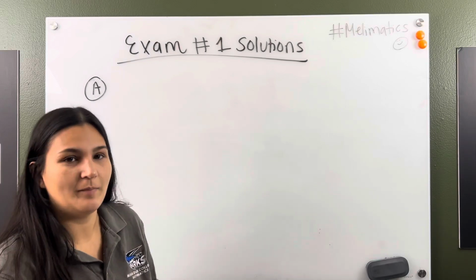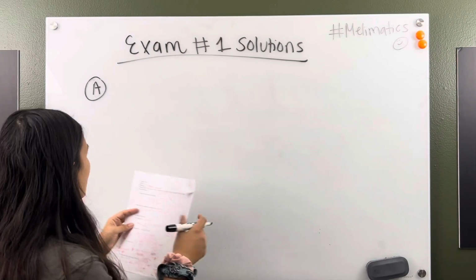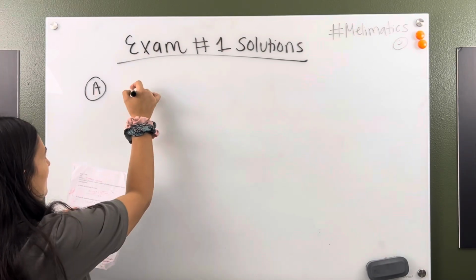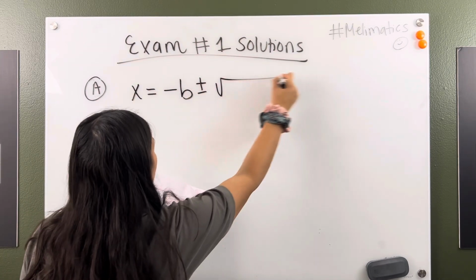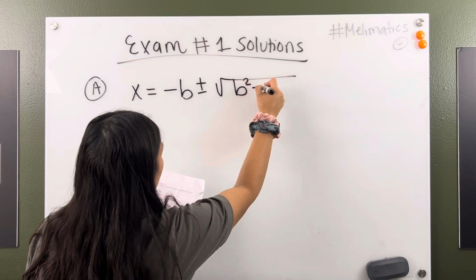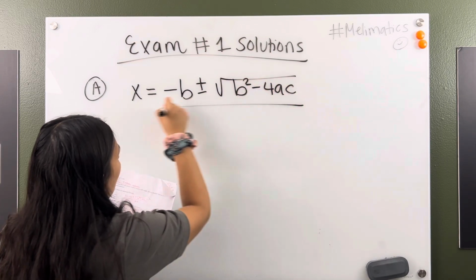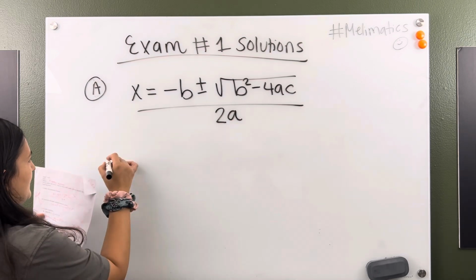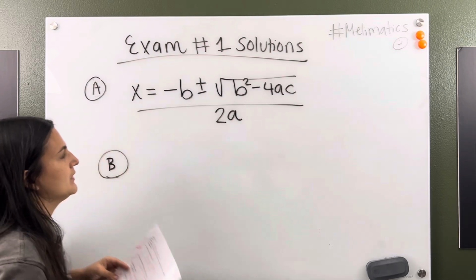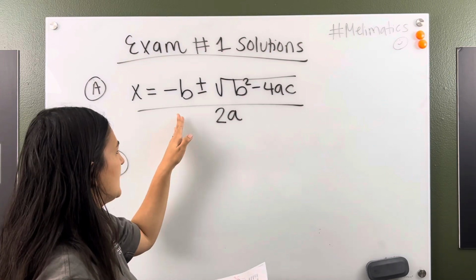For exam 1, MAC1105. Part A says state the quadratic formula, super easy. X equals negative b plus or minus square root b squared minus 4ac all over 2a, right? Okay, easy, especially since the quadratic formula is usually not given to you and you have to state it yourself.